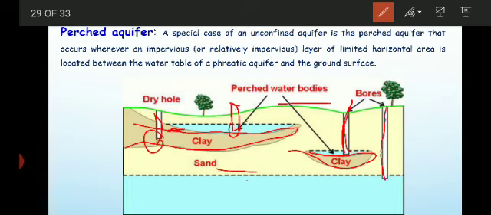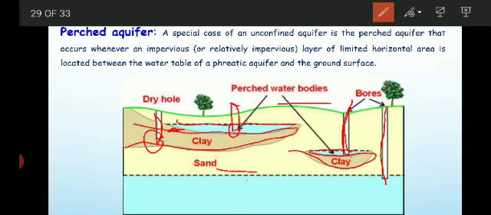And if you dig a bore well here in the saturated zone, then you will get water again. More yield you will get, but here the yield will be less, but water will be present. So the water table of this particular aquifer, that is the perched aquifer, is called the perched water table. So what is a perched water table? The water table of the perched aquifer is called the perched water table.